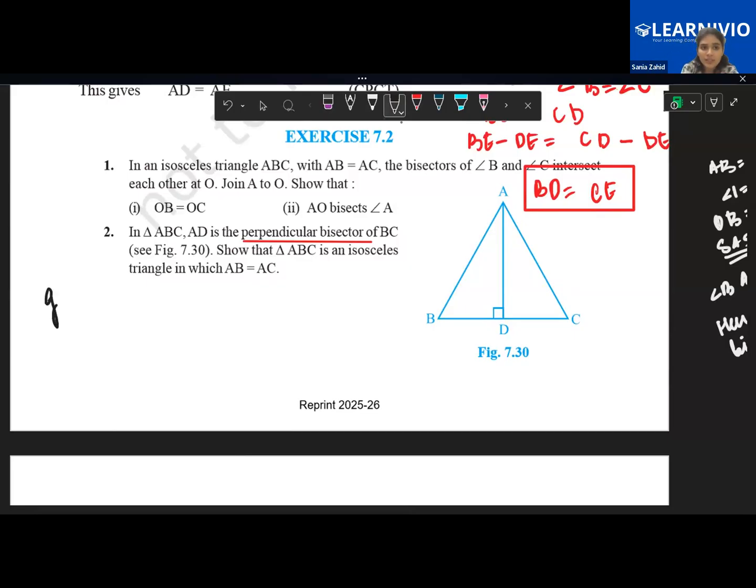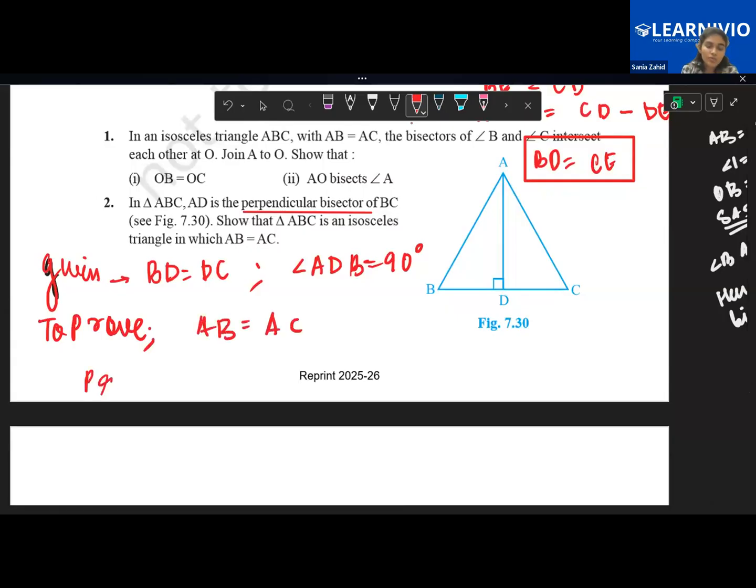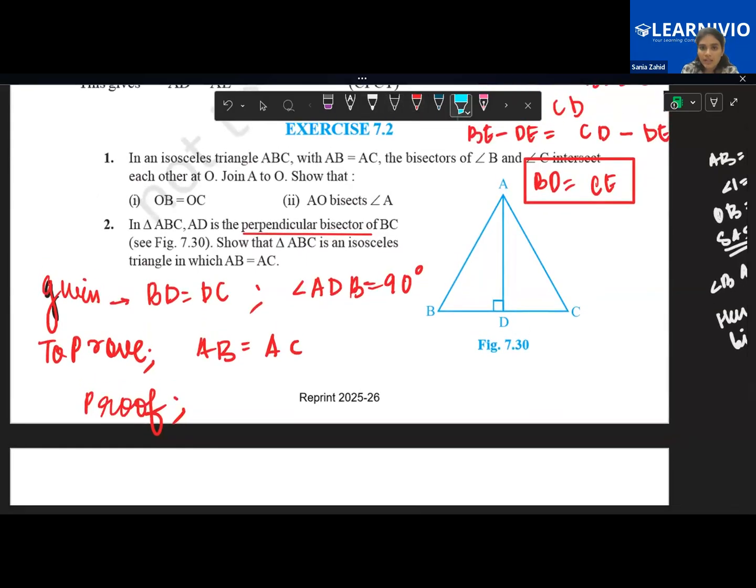So that means what is given to us? The given statement is BD equals DC. Angle ADB is 90 degrees. Show that triangle ABC is an isosceles triangle in which AB and AC are equal to one another. What do you have to prove? To prove is AB equals AC. So we shall write the proof. Children, very easy. What we will do is, first of all, take this triangle.